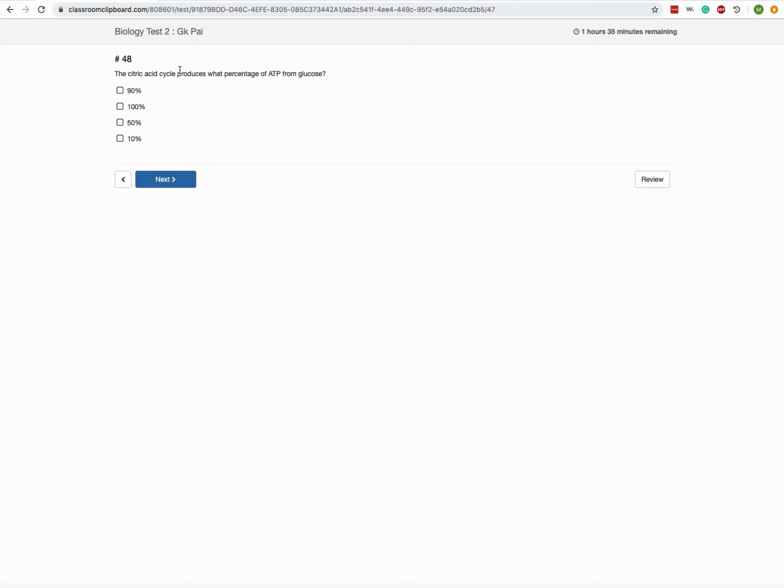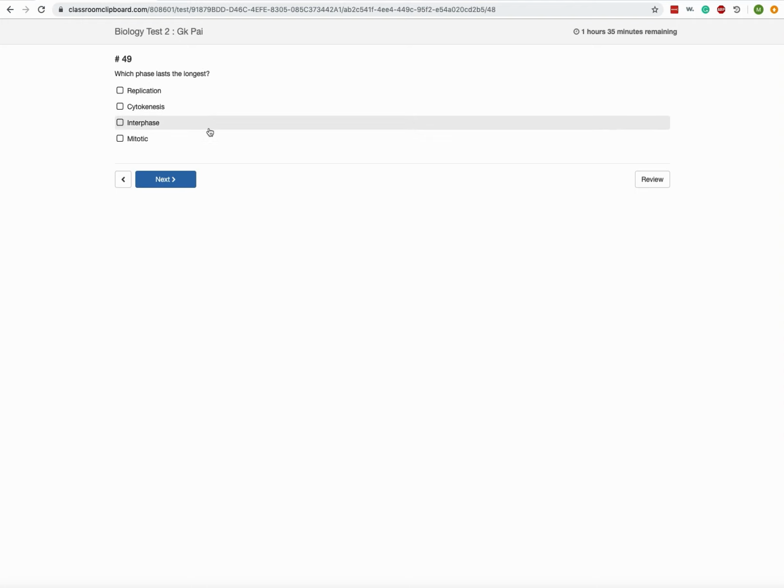The citric acid cycle produces what percentage of ATP from glucose? Just 10%. Remember, most of it comes from the electron transport chain and chemiosmosis. Oxidative phosphorylation. Citric acid cycle does not produce much ATP. I think it only produces 1 ATP per pyruvate, or rather acetyl-CoA that goes into the citric acid cycle. So yeah, it does not produce much ATP.